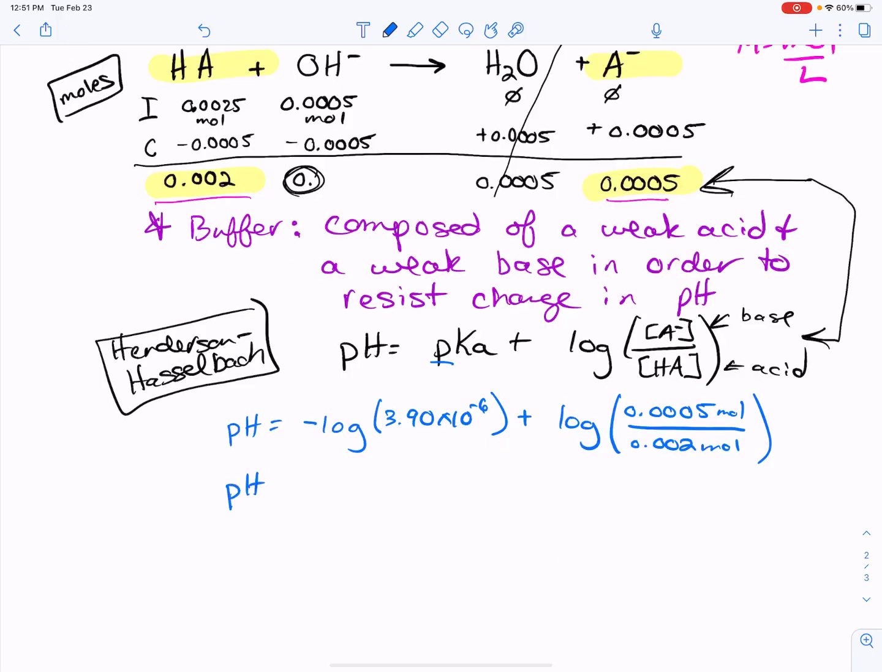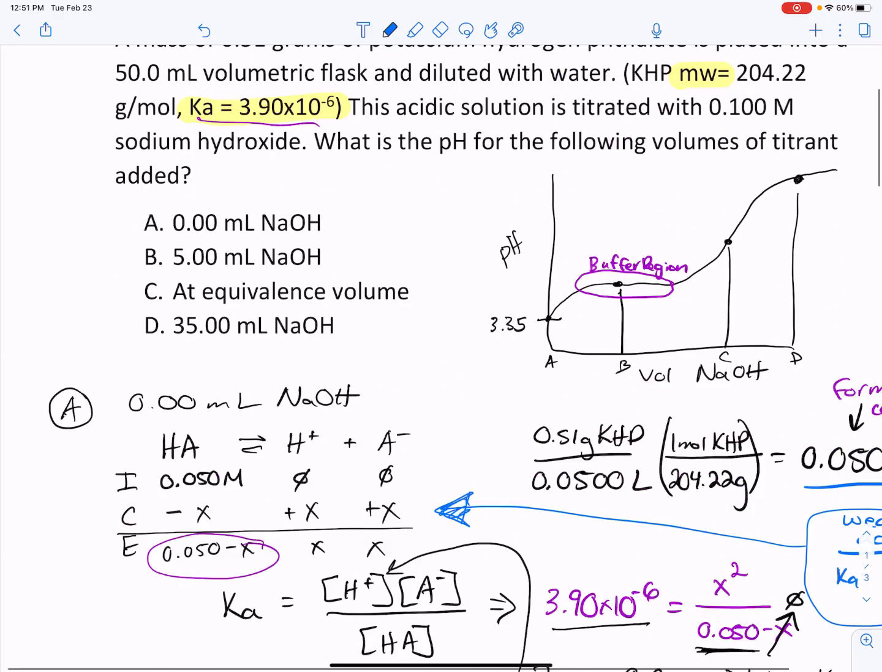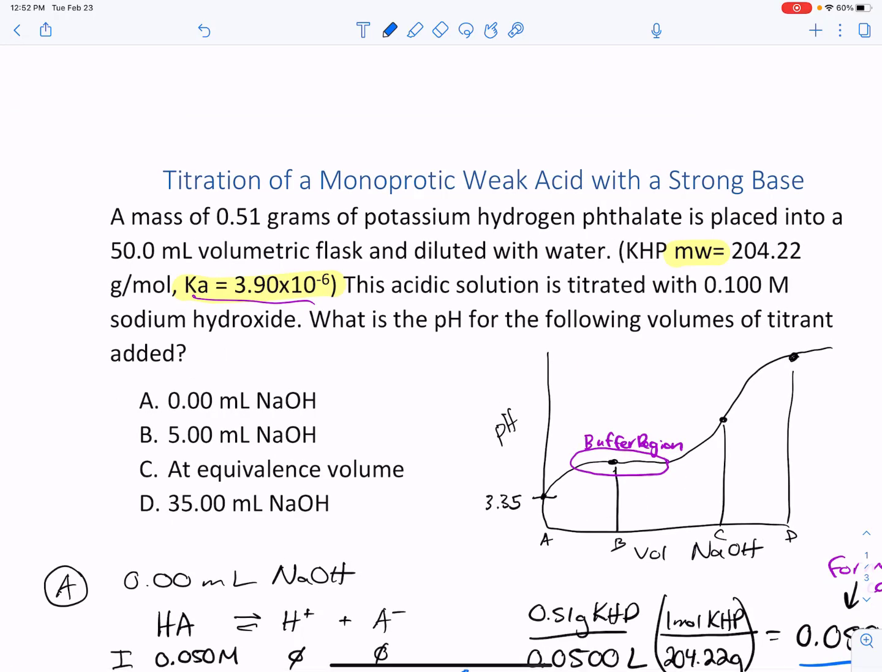So this gives us a pH equal to, I'm going to solve for this one first, 5.408, plus the log of 0.25, which is equal to negative 0.60206. And then if we add that to our 5.408, we end up with a pH equal to 4.81. And that's my pH for point B. So I'm going to come back up here to my curve, and I'm going to fill that in here on my graph. 4.81. And so we've solved for A and we've solved for B.